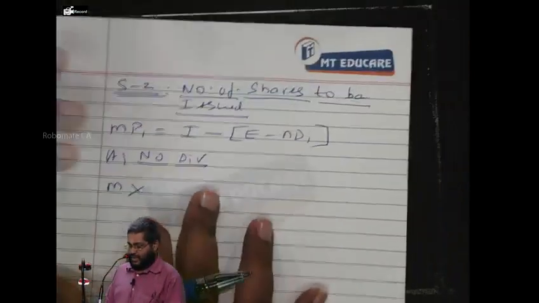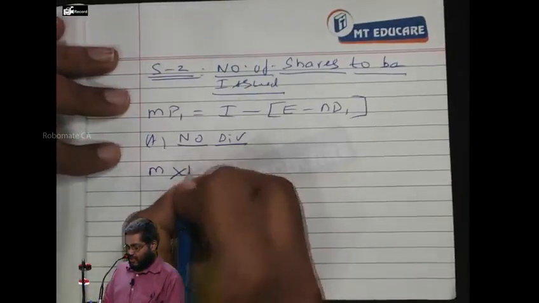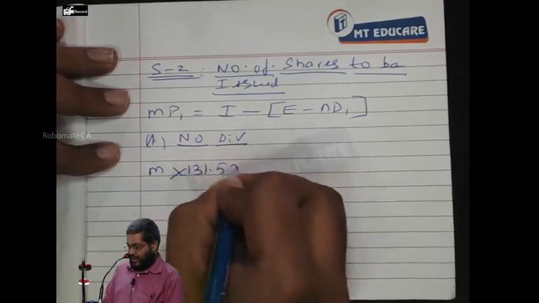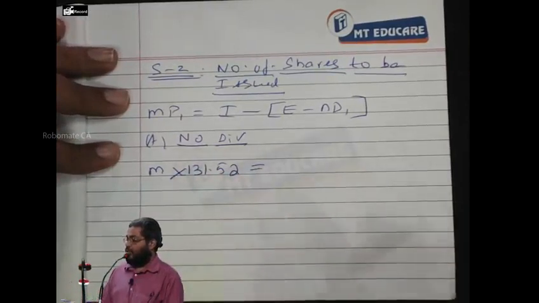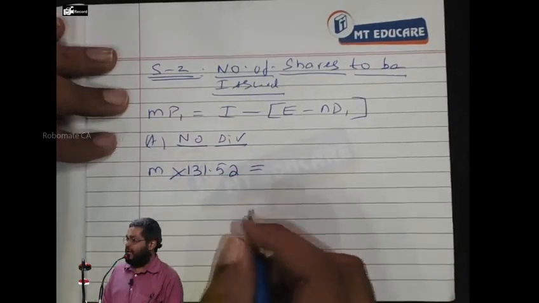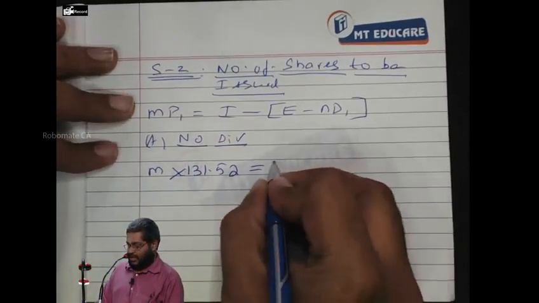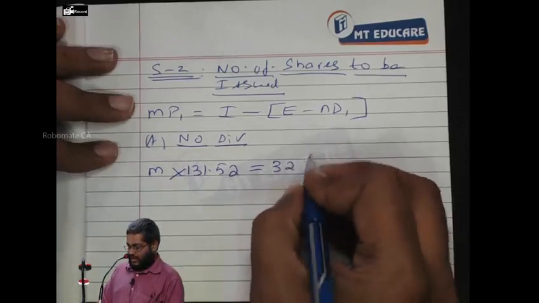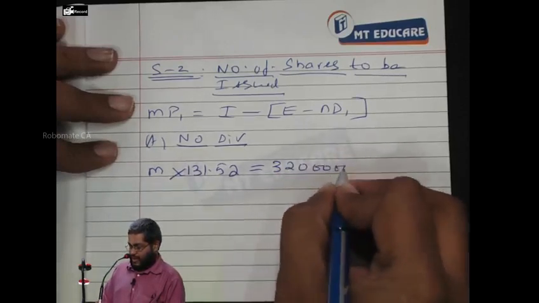M into 131.52 is equal to, look at the notebook and tell me how much investment is required? 3.2 crores. It is 3 crores 20 lakhs.